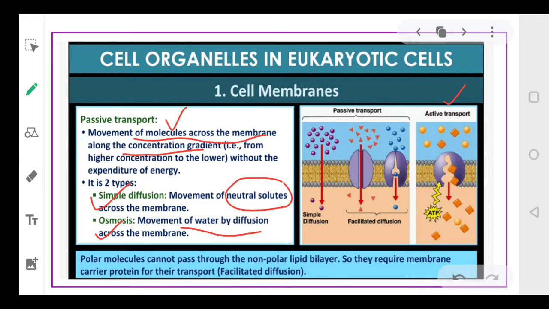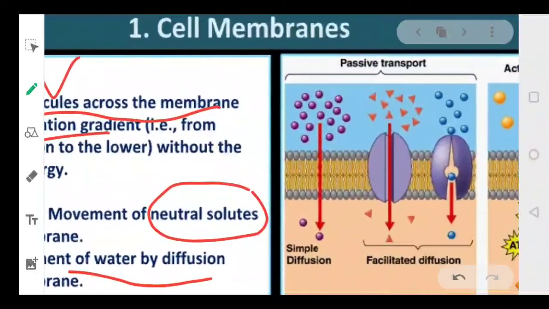Now if you look at the picture, dear students, just see this. This is a simple diffusion which is occurring. These molecules are being transported from outside of the membrane to the inner side. Here the concentration is higher, means a large amount of substances are present on the outer side and lesser on the inner side. So they are moving through the membrane along the concentration gradient.